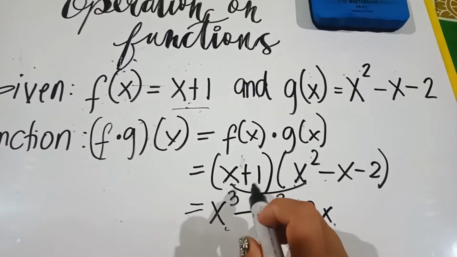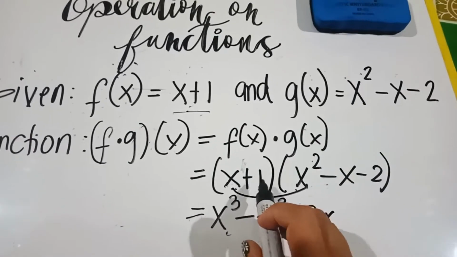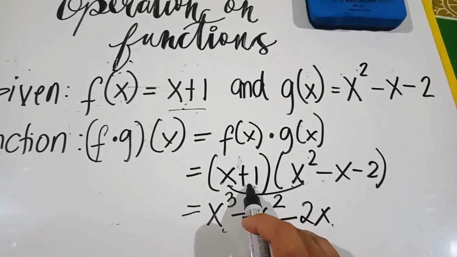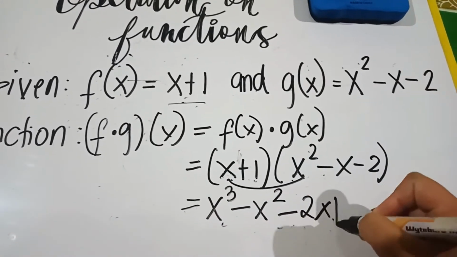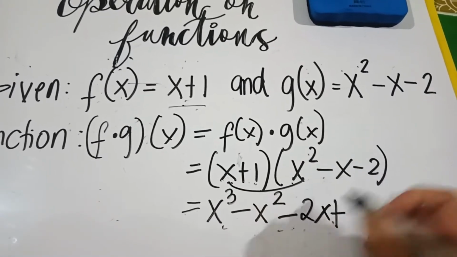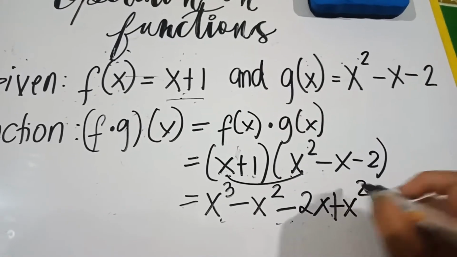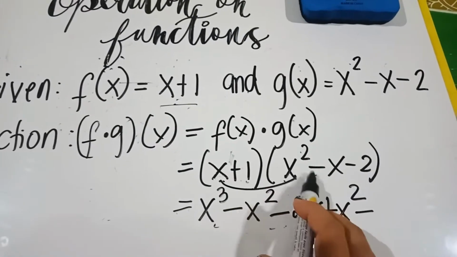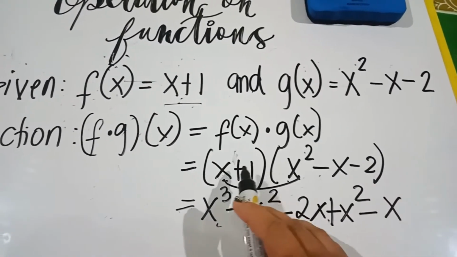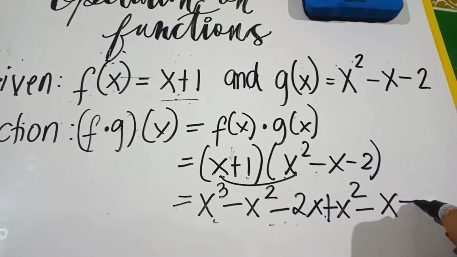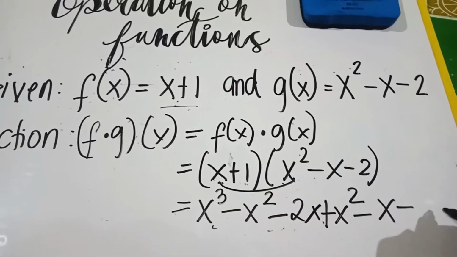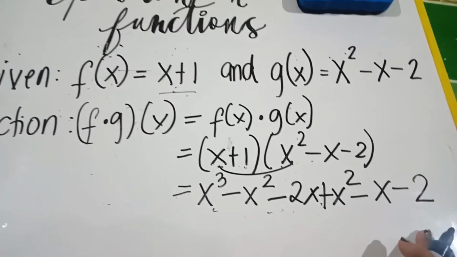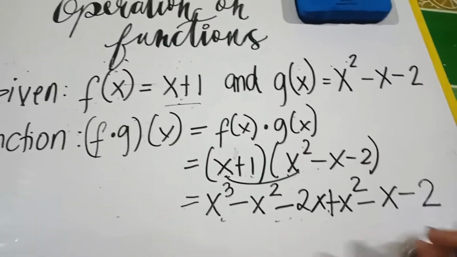Now, let's proceed to positive 1. We are going to distribute positive 1 to the g of x. So, positive times positive is positive. 1 times x squared is x squared. Positive times negative is negative. 1 times x is equal to x, positive times negative is negative, and 1 times 2 is equal to 2. So this is not yet the final answer because we are going to combine like terms.